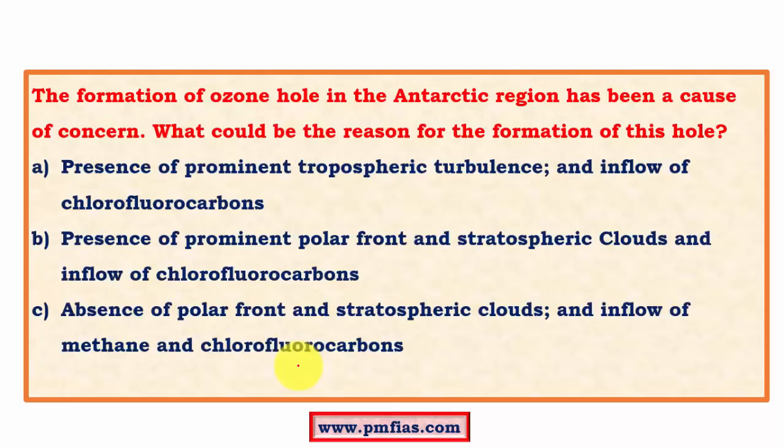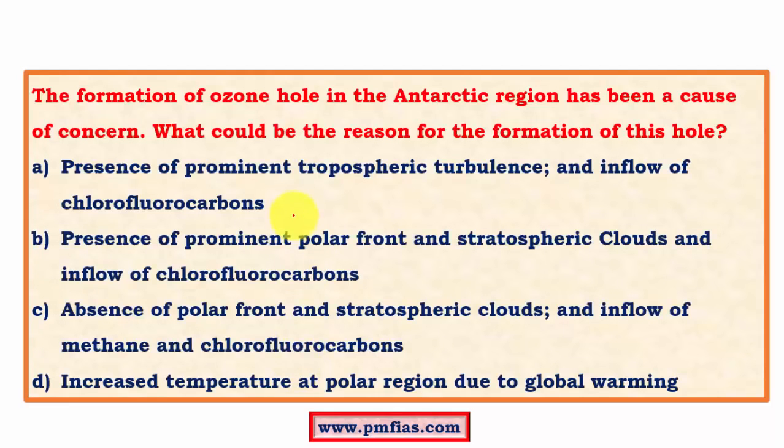So here is a question from previous exams. The formation of the ozone hole in the Antarctic region has been a cause of concern. What could be the reason for the formation of this hole? Option: presence of prominent tropospheric turbulence and the inflow of chlorofluorocarbons. We know that chlorofluorocarbons are the major reason behind ozone depletion. Let us consider the other options as well.